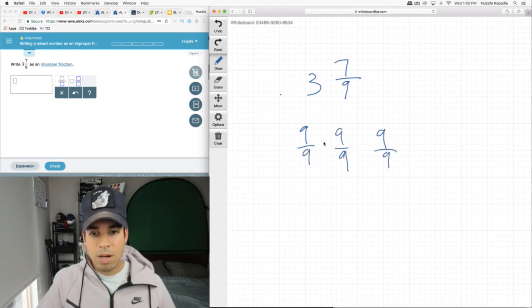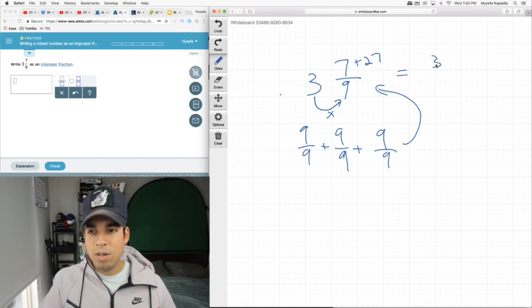So that's one way to think about it. We just add these guys up and then add it to this fraction. Okay, but the shortcut is this. The fastest way to do this is you take the whole number, multiply it against that denominator, 3 times 9, which is 27, and then you add it to the numerator, and you end up with 34/9.